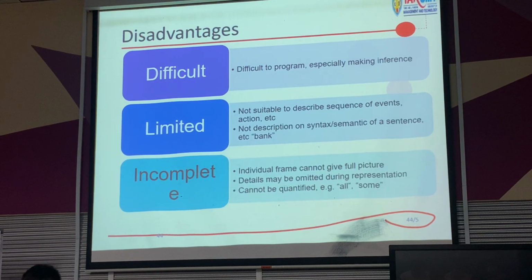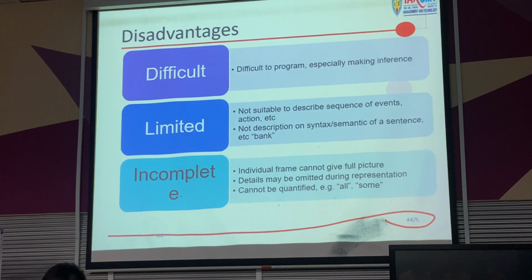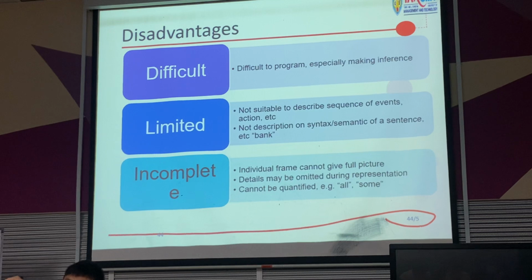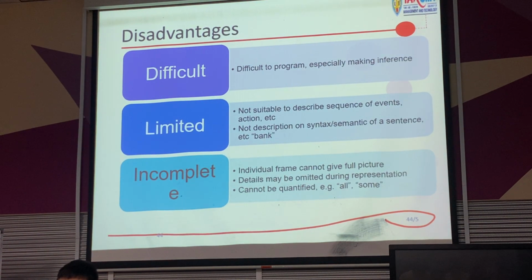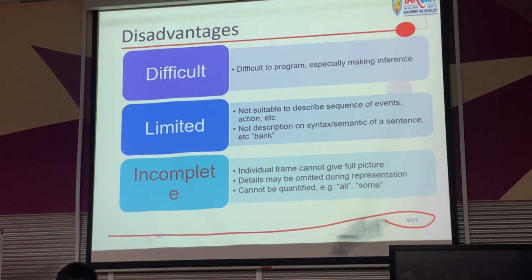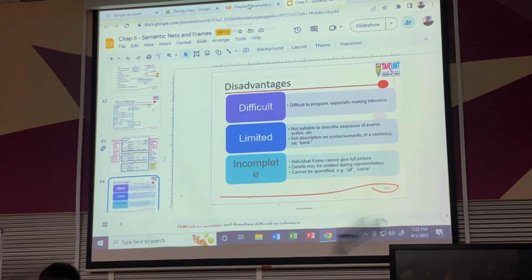So what are the disadvantages of frames? It is very difficult to program, especially for making inference. Unlike the semantic network, where it is easy to make inference. What did Simon have just now? Simon has no. So look at the map, then you know what properties Simon has. But with this frame, it is very difficult to make inference. So this is one example of how I can create frames in Python.